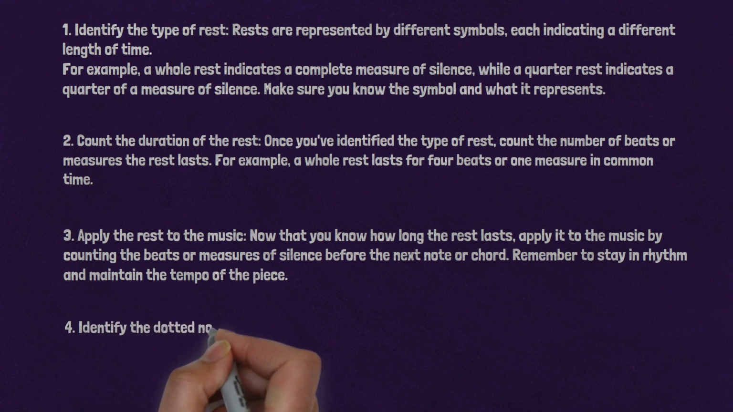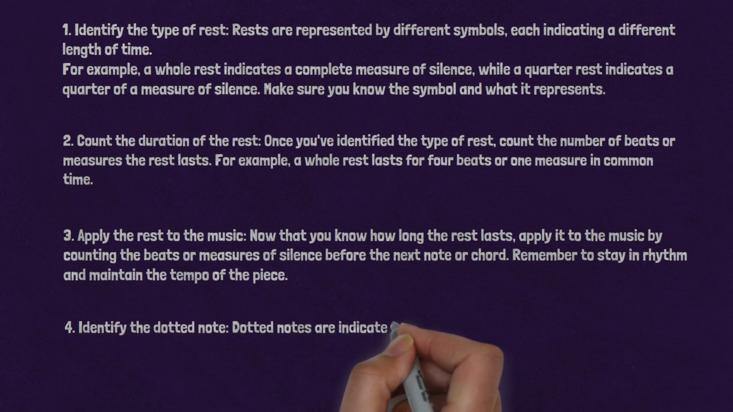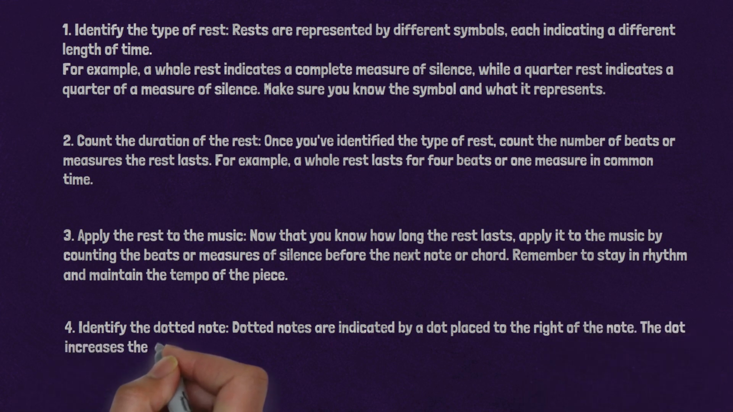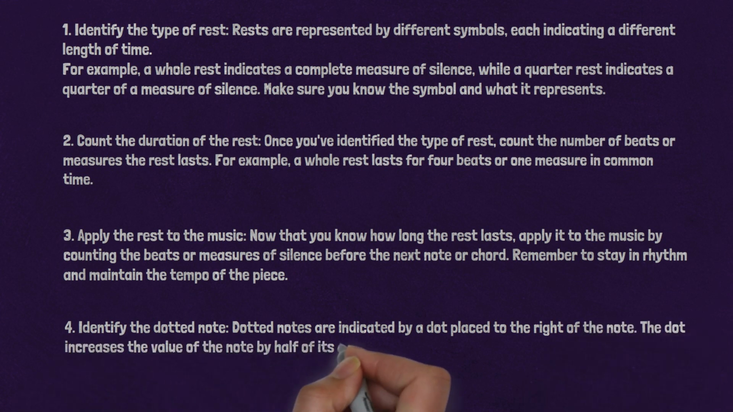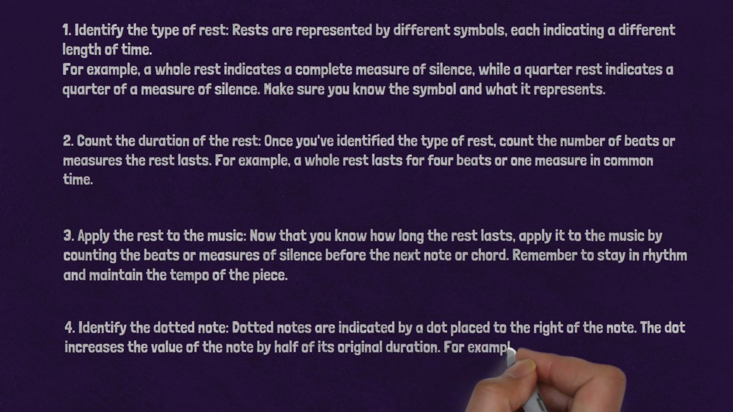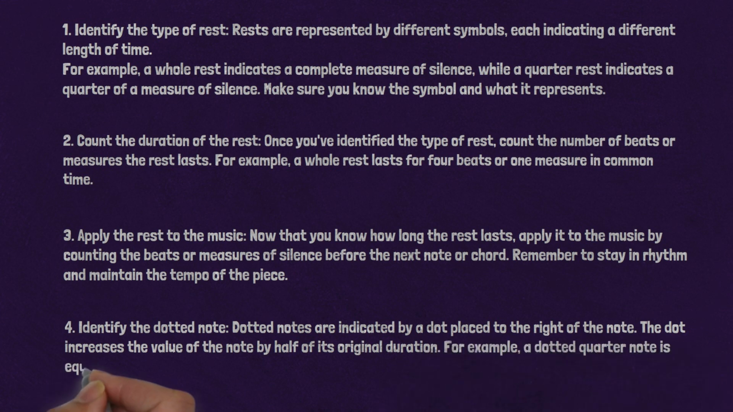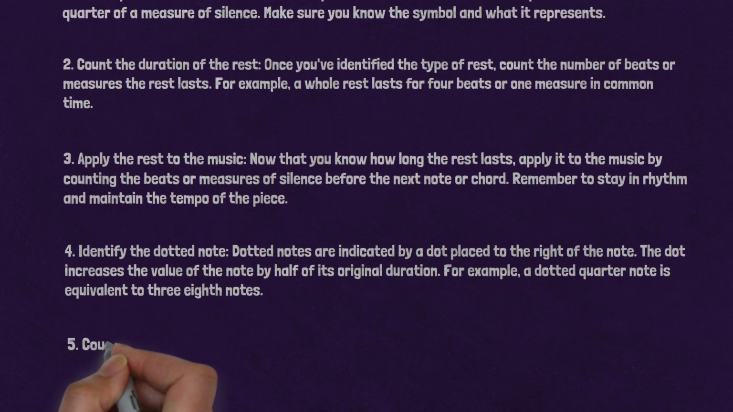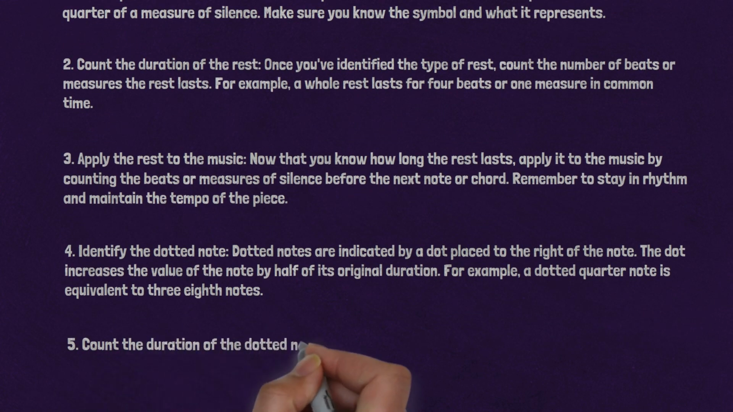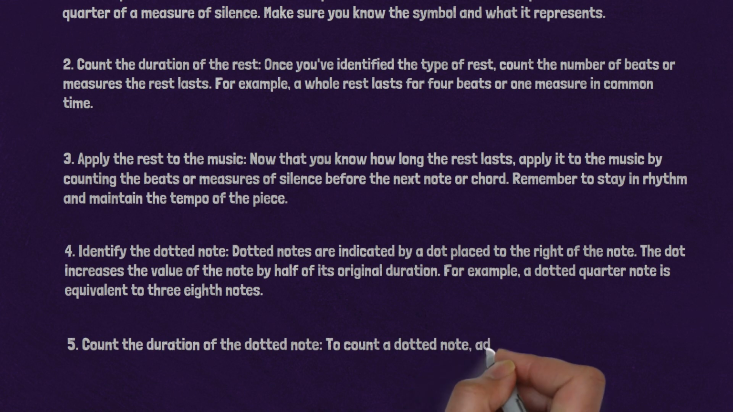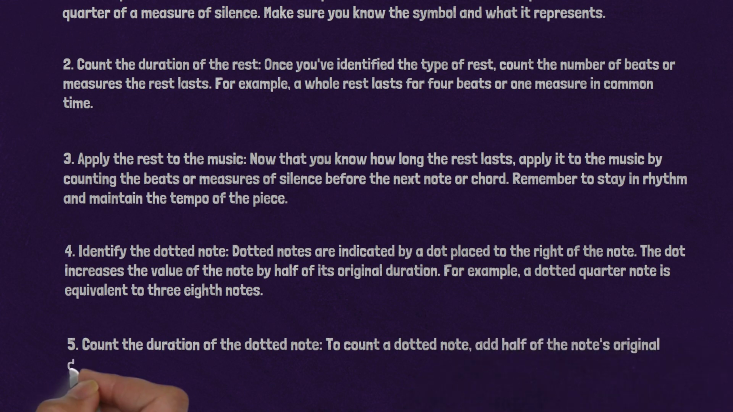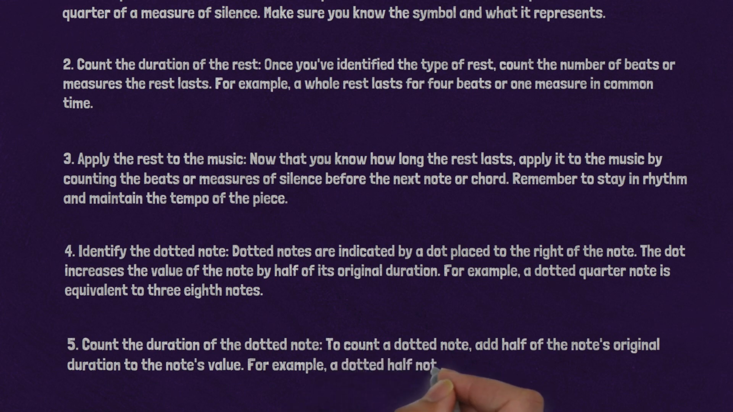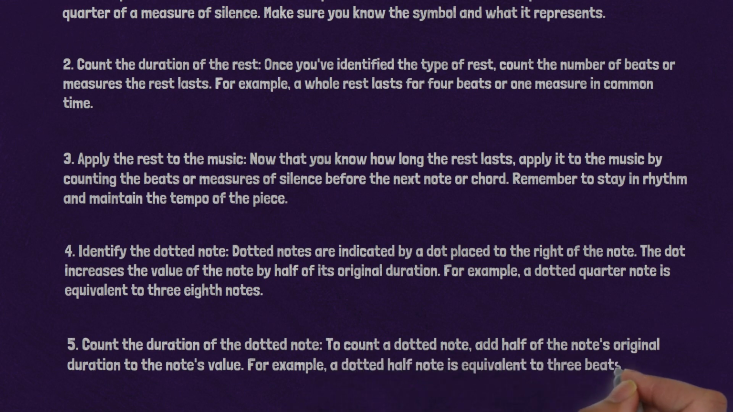Identify the dotted note. Dotted notes are indicated by a dot placed to the right of the note. The dot increases the value of the note by half of its original duration. For example, a dotted quarter note is equivalent to 3/8 notes. Count the duration of the dotted note. To count a dotted note, add half of the note's original duration to the note's value. For example, a dotted half note is equivalent to 3 beats in 4/4 time.